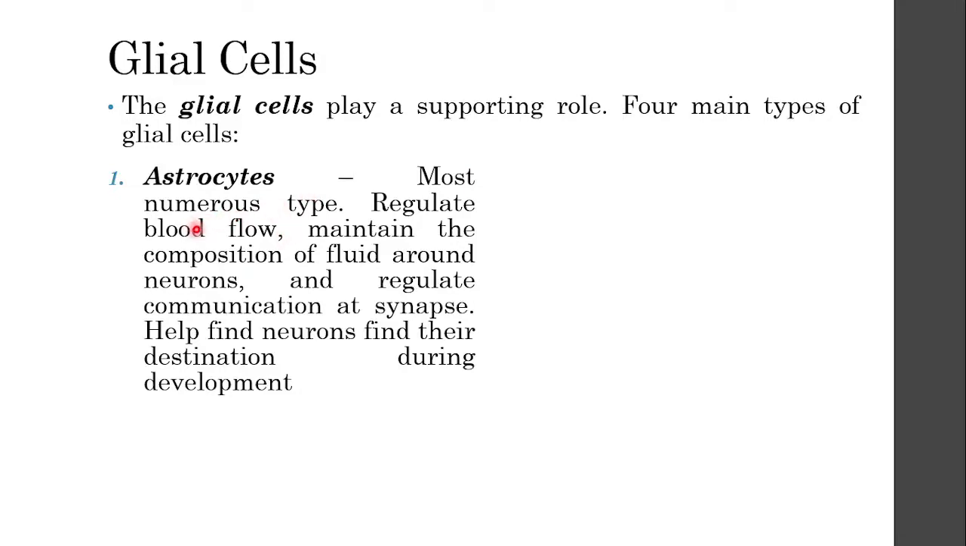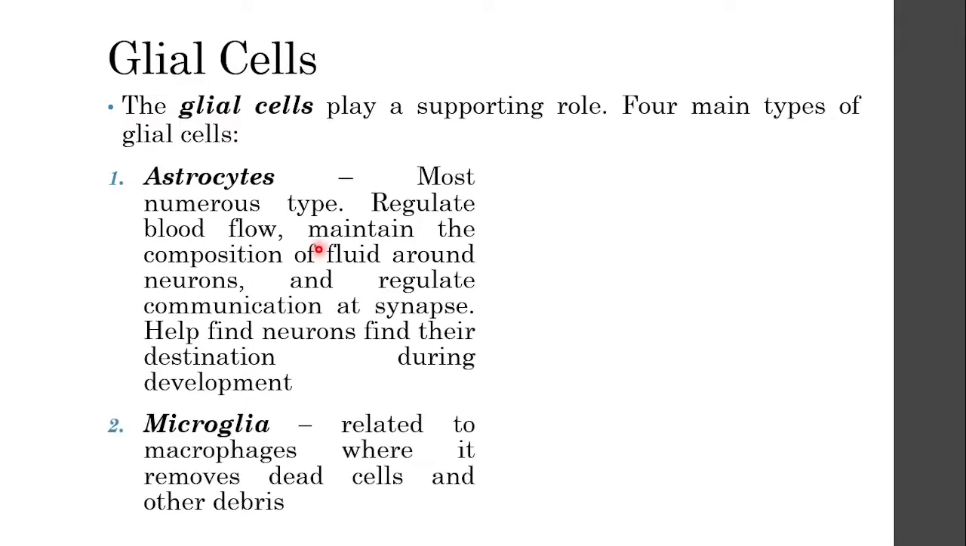Astrocytes are the most numerous type. They regulate the blood flow, maintain the composition of fluid around the neurons, and regulate communication at the synapse. But one of the things they do is, during the development stage of humans, they actually help neurons find their destination as we develop.